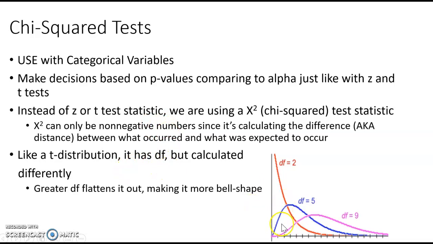The difference is also in the distribution and how it's shaped. It does have degrees of freedom, just like a t-distribution, but the difference is how the degrees of freedom is calculated because we're doing categorical variables. So we're not just taking our sample size minus 1, we are doing something else to find our degrees of freedom, which I'll talk about when we do it. Notice here that as the degrees of freedom increases, the curve actually flattens out and gets more normal shaped.